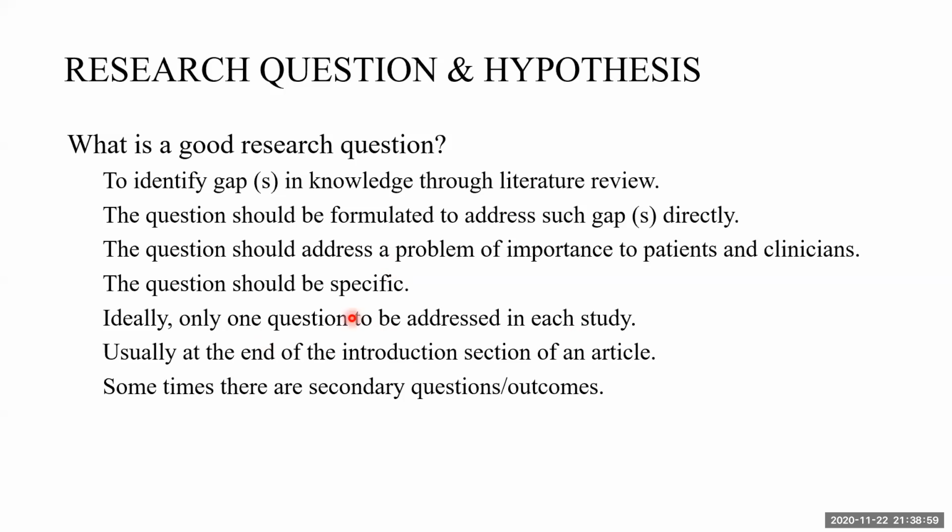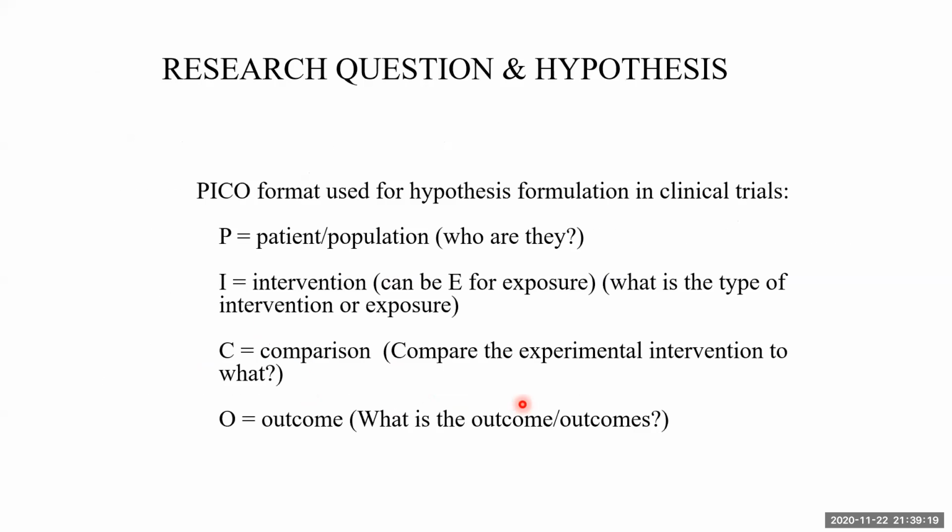How do you find the research question, or in other words, the aim of the study, what they are aiming to do, how they answer this question? You will find it at the end of the introduction section of an article. Sometimes you will find secondary questions or outcomes. How can you assess the research question? As we have mentioned before, the PICO format is used to assess research questions, and can also be used to formulate hypotheses in clinical trials.